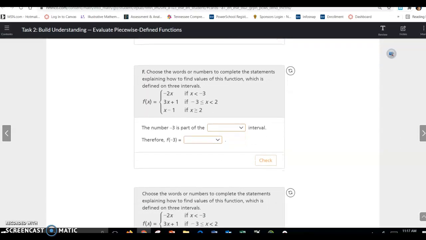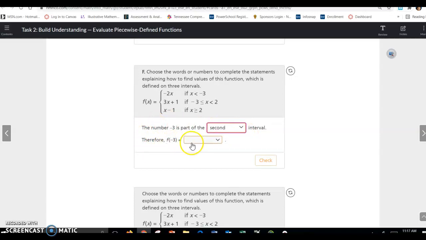All right, it says choose the words or numbers to complete the statements explaining how to find values of this function, which is defined on 3 intervals. All right, so the number -3 is part of which interval? So this says all x less than -3, but it doesn't include -3. Here, x is greater than or equal to -3. So the equal sign means it's part of the middle or the second one.